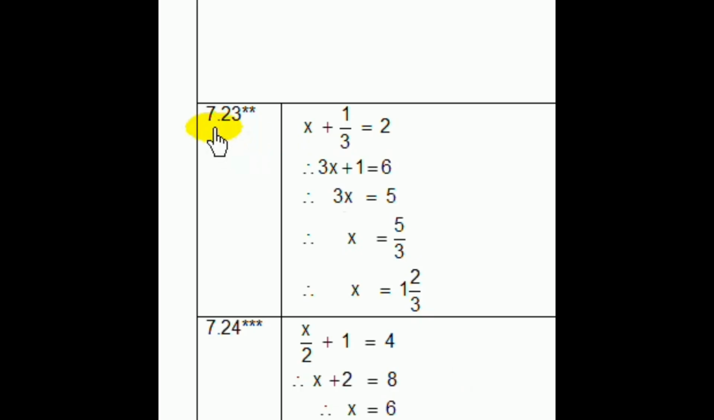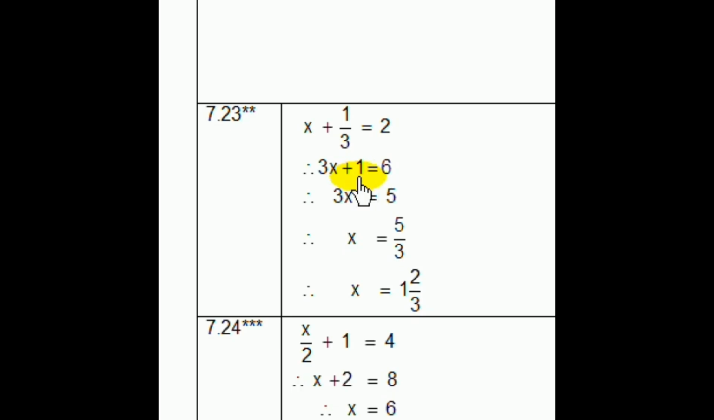723 now. I have a fraction in there, a third. Simplify first, multiply with the LCD. Now the LCD is a 3. Multiply each term by 3. 3 times x is 3x. A third times 3 is 1. And 2 times 3 is 6.